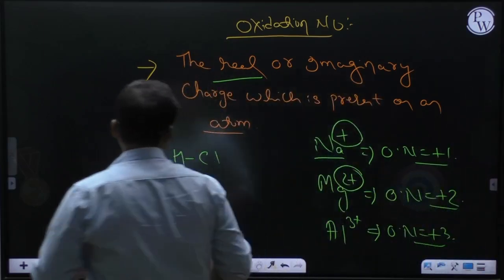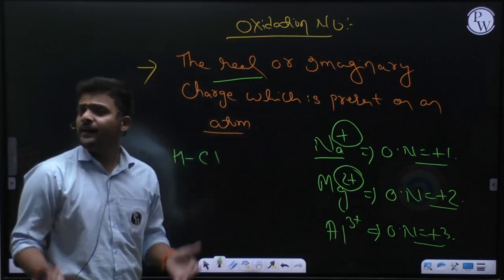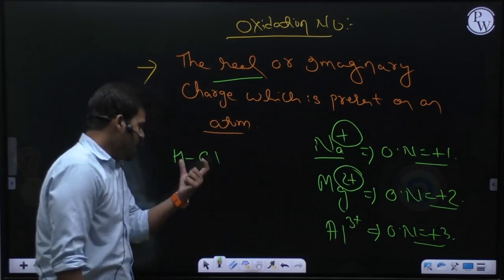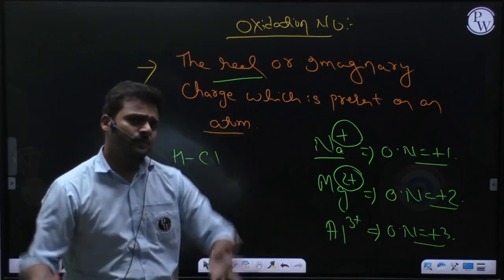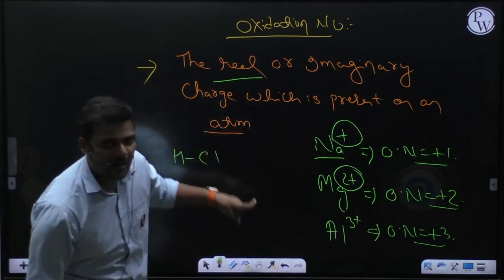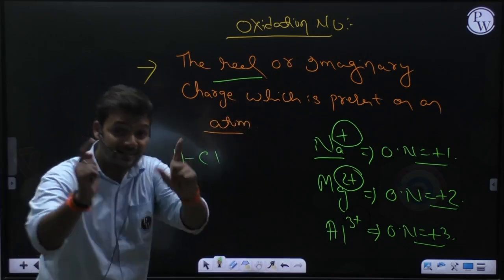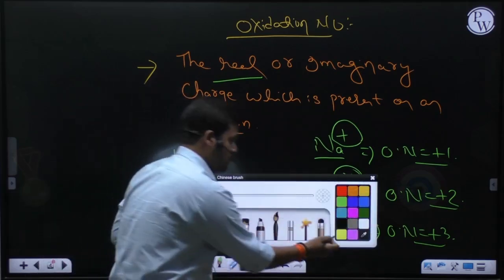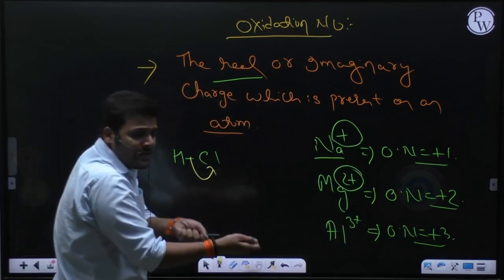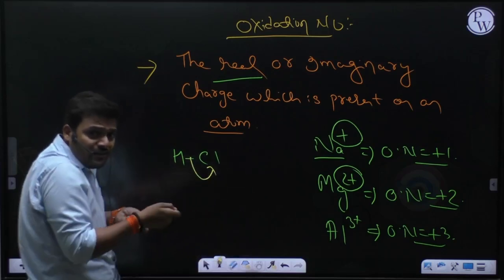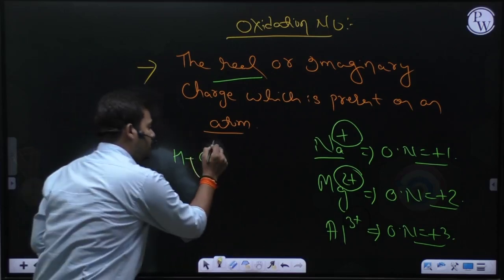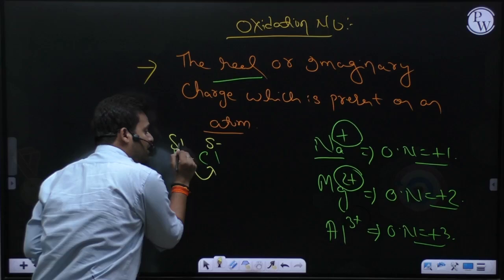Let's say I know a very simple concept of electronegativity, right? Out of hydrogen and Cl, which is more electronegative? You will say, sir, it's very simple, chlorine is more electronegative as compared to hydrogen. Yeah, you guessed it right. So if chlorine is more electronegative, chlorine has a tendency to pull the shared pair of electrons towards itself, right? So in due course of time, there will be a partial negative charge and a partial positive charge.